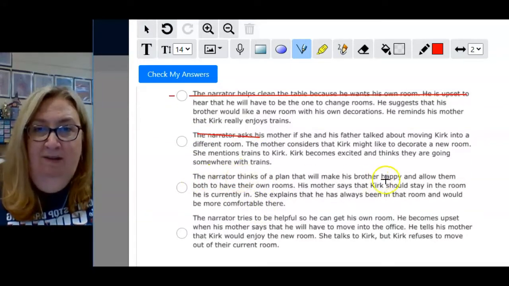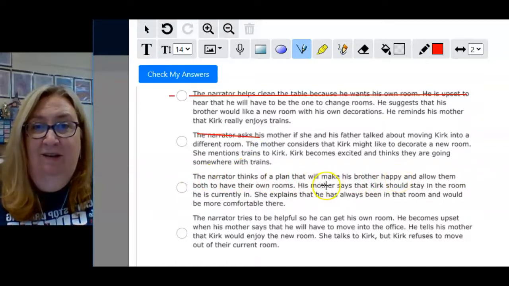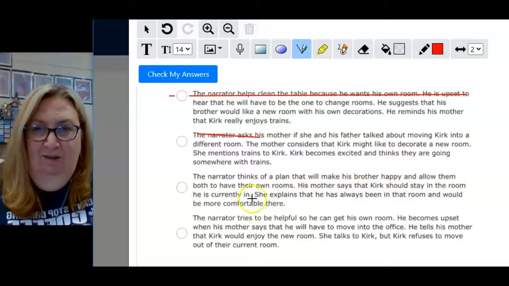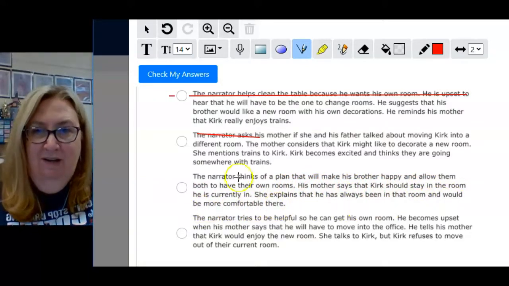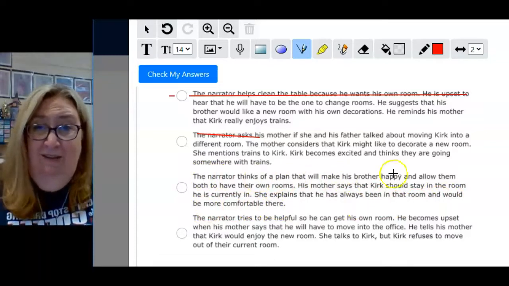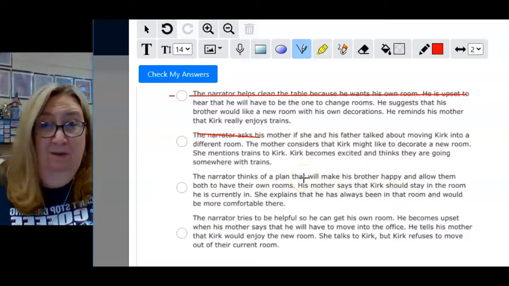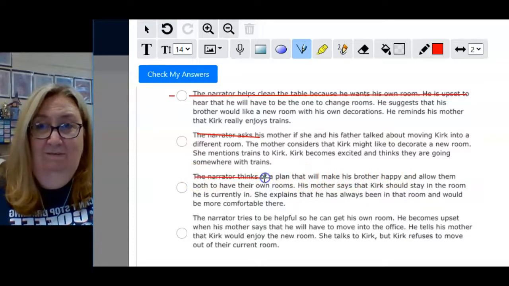The narrator thinks of a plan that will make his brother happy and allow them both to have their own room. His mother says that Kirk should stay in the room he is currently in. She explains this has always been in that room and would be more comfortable there. He doesn't think about that plan until the end of the story to talk about the treasure or the monsters, so that's definitely not it.